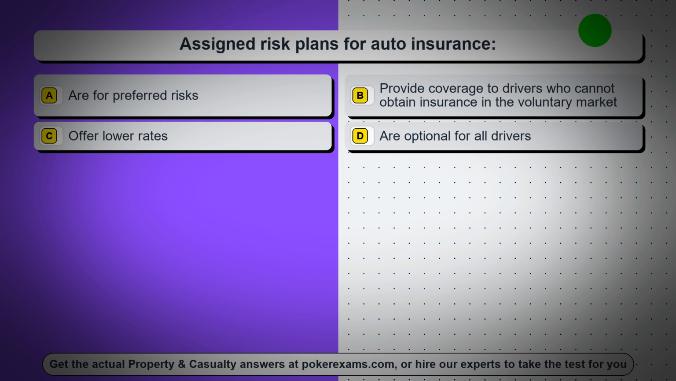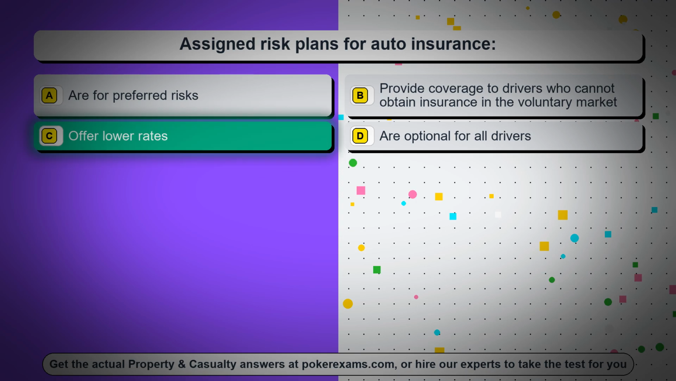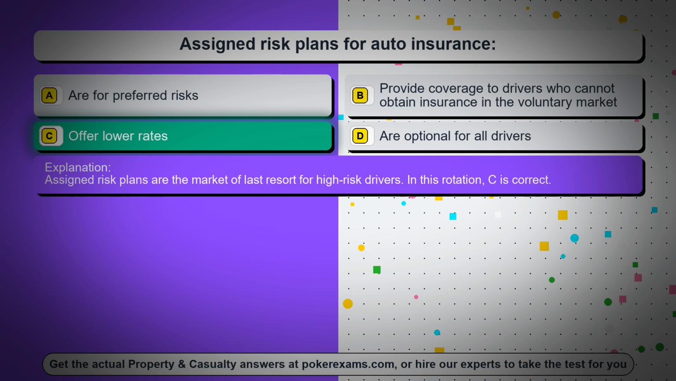Question 81. Assigned risk plans for auto insurance: Option A, are for preferred risks. Option B, provide coverage to drivers who cannot obtain insurance in the voluntary market. Option C, offer lower rates. Option D, are optional for all drivers. The correct answer is option C, offer lower rates. Assigned risk plans are the market of last resort for high-risk drivers. In this rotation, C is correct.